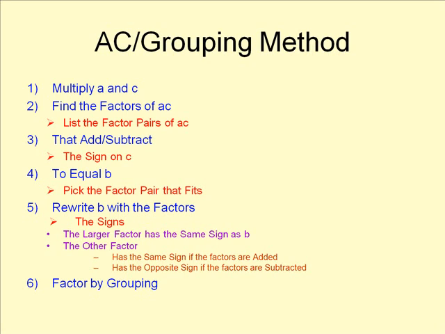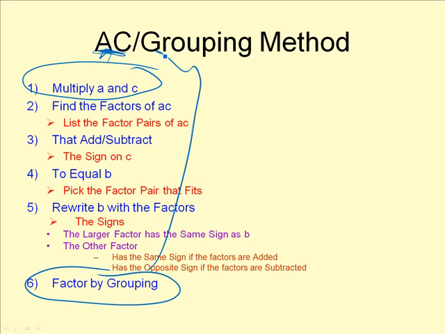Then you rewrite the B term with those factors, putting the signs in place just like we did for the trial and error. The larger factor gets the same sign as the B. The other one is the same if you're adding, opposite if you're subtracting. Then you factor by grouping, hence the name AC grouping, because we're going to be multiplying AC at the beginning, AC multiplication, and then we're going to factor by grouping at the end. So the name of the process tells you what to do. AC grouping method.